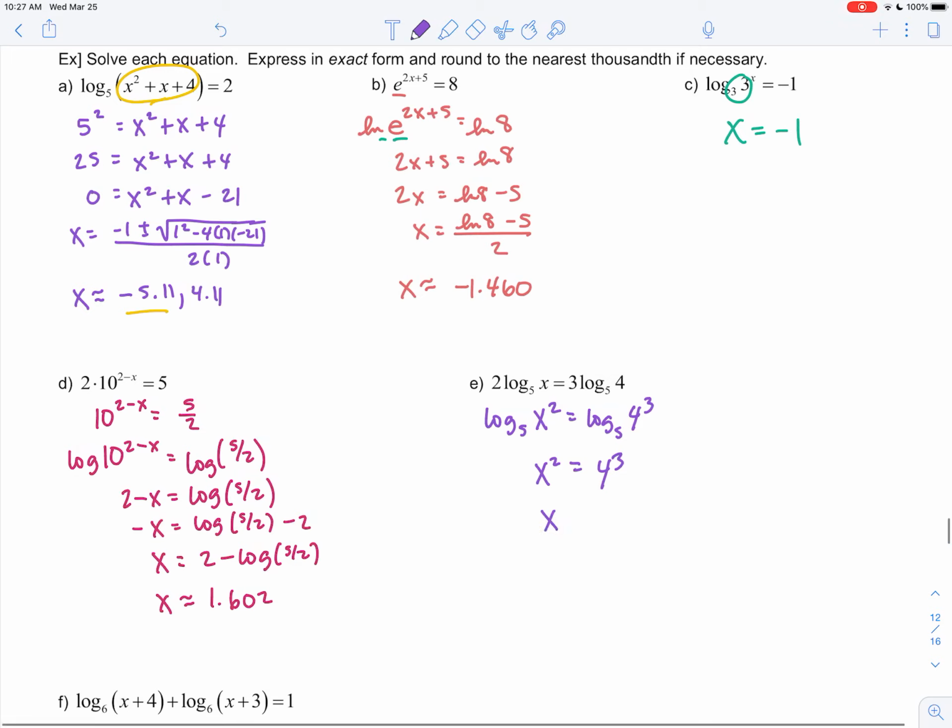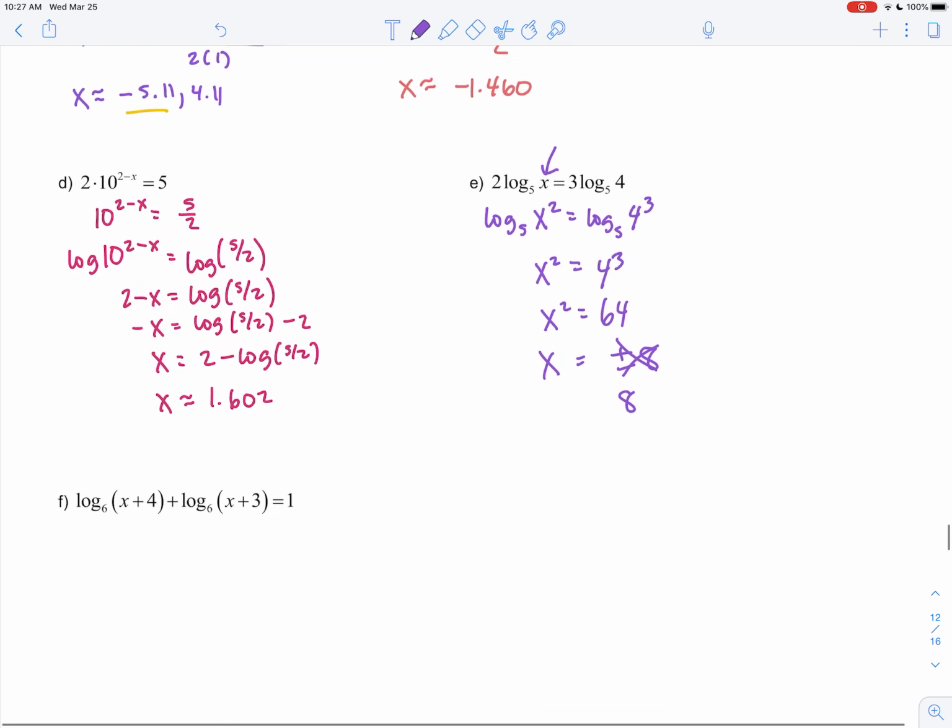So x squared equals 4 to the third. So x squared equals 64. So x equals plus or minus 8. However, if you look back in the original problem, we could not plug in negative 8. So really the only answer is positive 8.